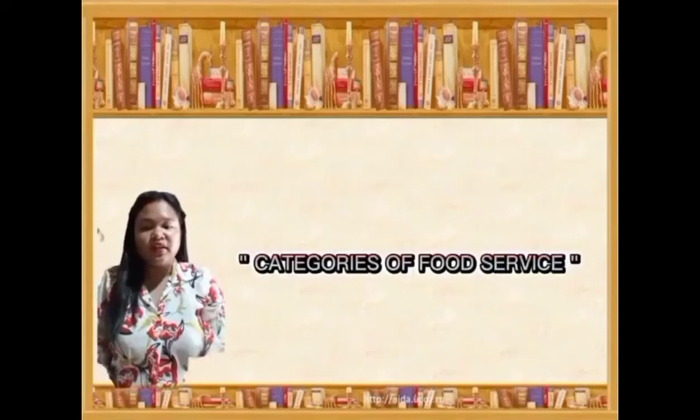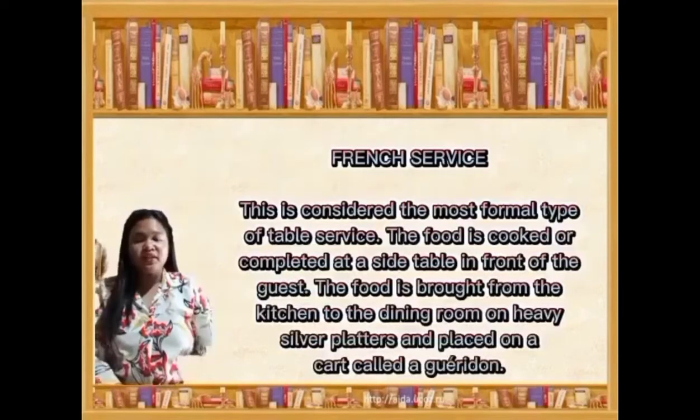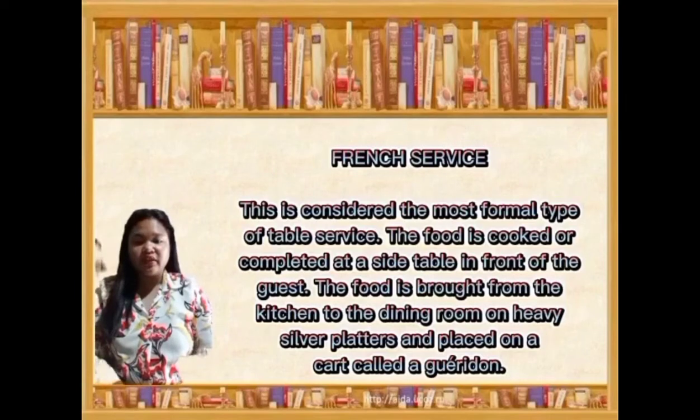These are the categories of food service. First, table service. In this category, guests are seated upon entry. The menu is given and the orders are taken by the food server. French service. This is considered the most formal type of table service. The food is cooked or completed at the side in front of the guest. The food is brought from the kitchen to the dining room on heavy silver platters and placed on a cart called a gueridon.